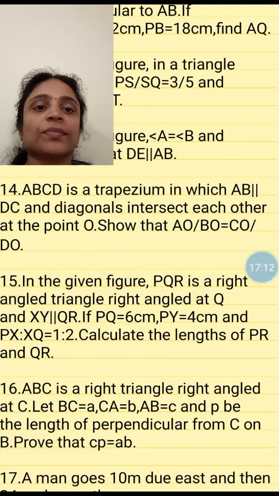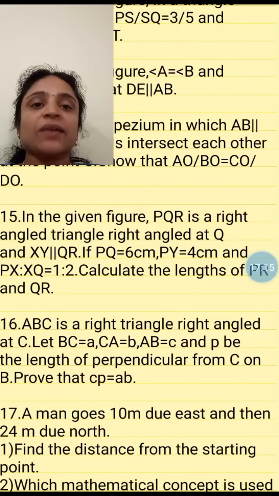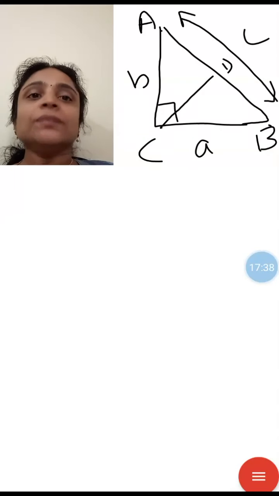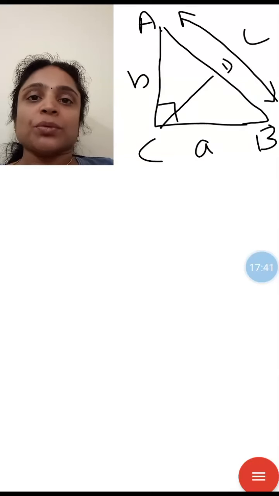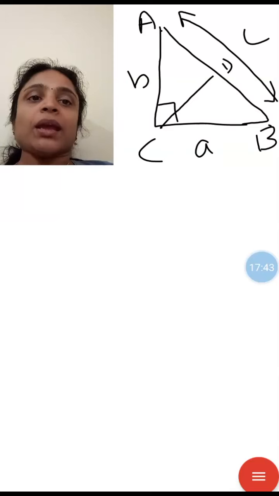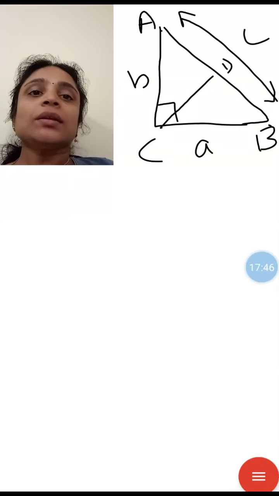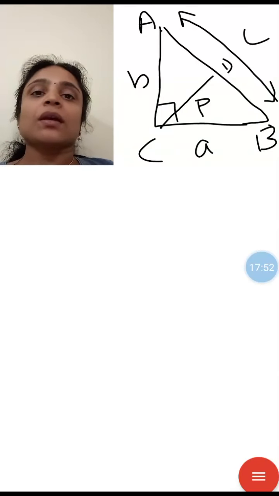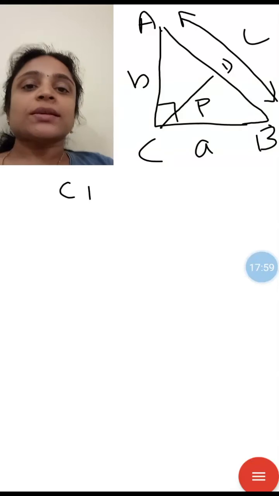Next question is, ABC is a right triangle, right angled at C. If BC equal to a, CA equal to b, AB equal to c, and p be the length of perpendicular from C on AB, prove that cp equal to ab. Okay. Here, given that AC equal to b, BC equal to a, and AB equal to c, and CD is the perpendicular and its length is p. Now we have to prove that cp equal to ab.